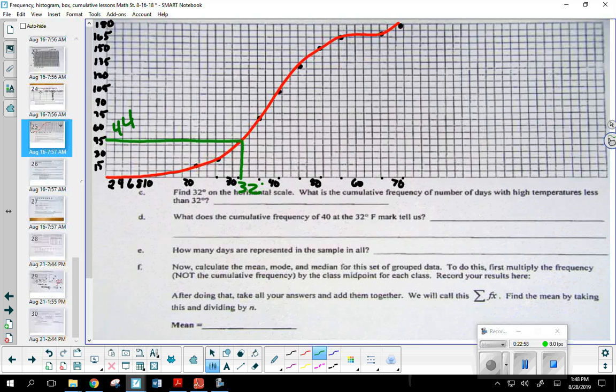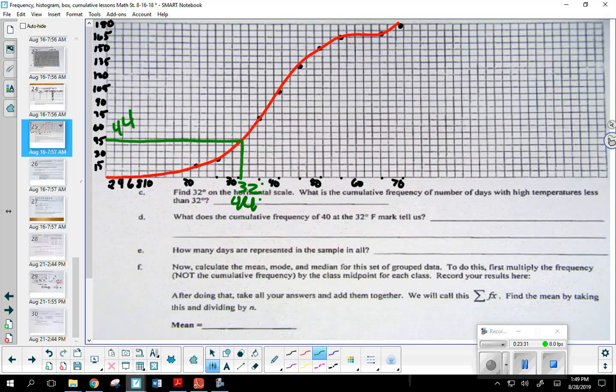But remember, what is the vertical axis representing? The number of days. Okay, so the question says, what's the cumulative frequency of number of days with high temperatures less than 32? Well, according to the graph, because I was able to locate this, I would say that there were roughly 44 days that had 32 degrees or less. Now let's say, what did I get originally on here? Oh, I actually got 44 as well.